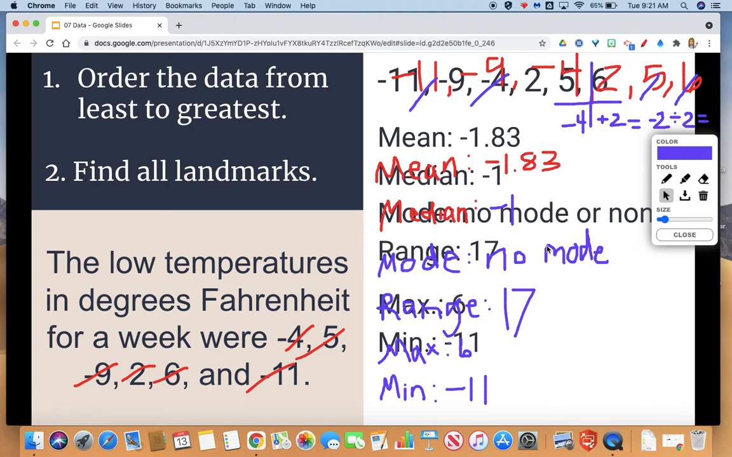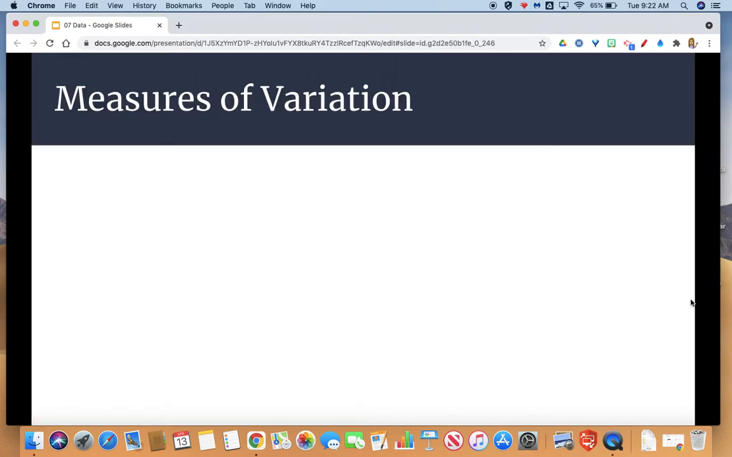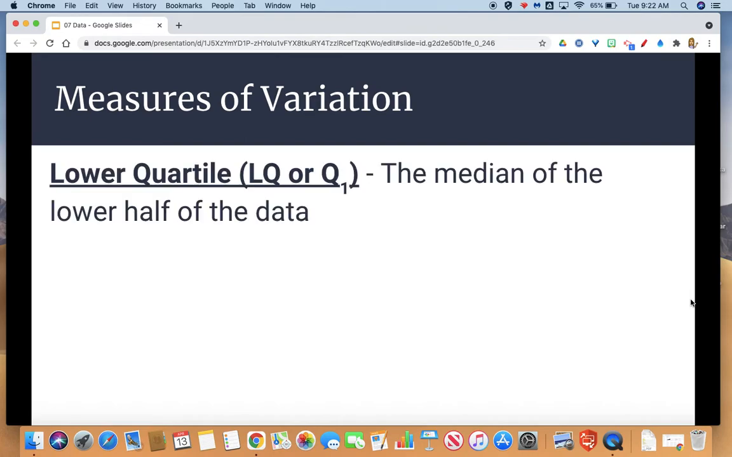Let's see how our answers aligned. Mean was -1.83, median was -1, no mode, range of 17. Looks like we did a good job. Let's move on to three other types of measures of variation.